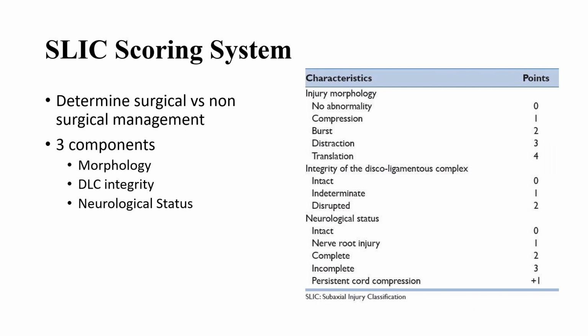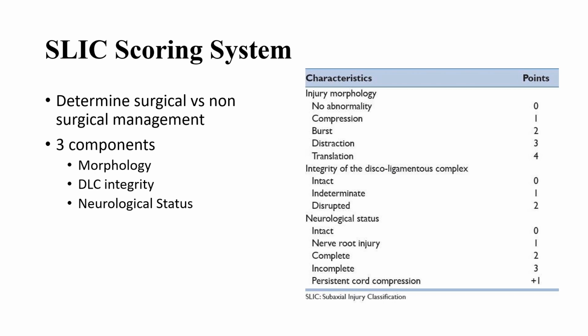The SLIC scoring system. The SLIC scoring system provides a simple clinical decision-making tool for deciding between surgical versus non-surgical treatment for cervical spine fractures. It consists of 3 major components: fracture morphology, integrity of the disc and ligamentous structures, and finally the neurological status of the patient.